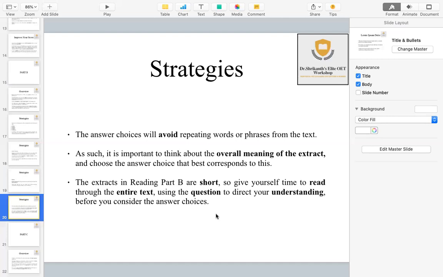So read through the entire question as well as the entire text, or the extract of part B, and then use the question. Allow the question that comes under the text to guide you to find what the correct answer choice is. The question should help you understand its purpose, and where exactly you can find the correct answer choice located in the paragraph.